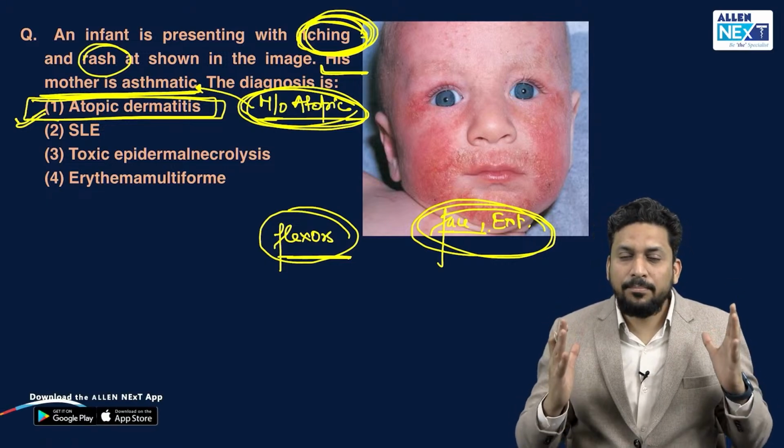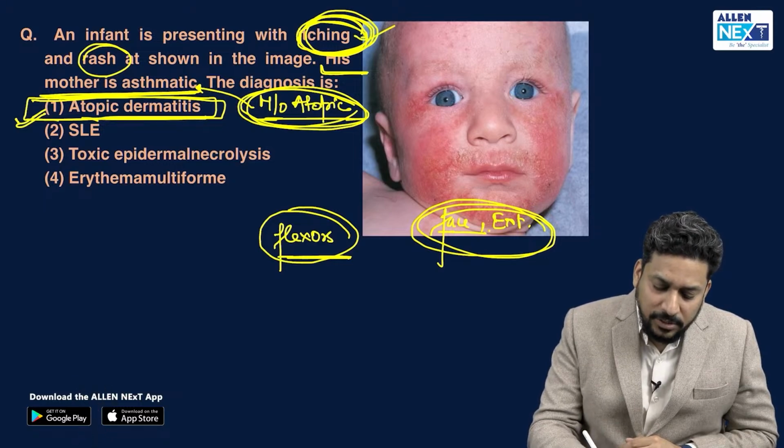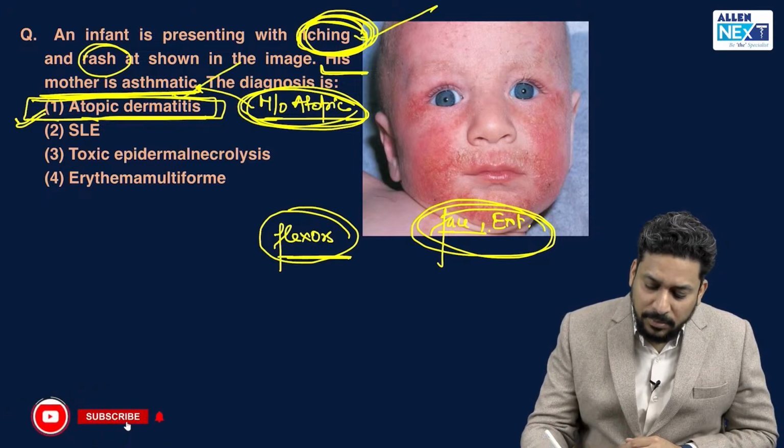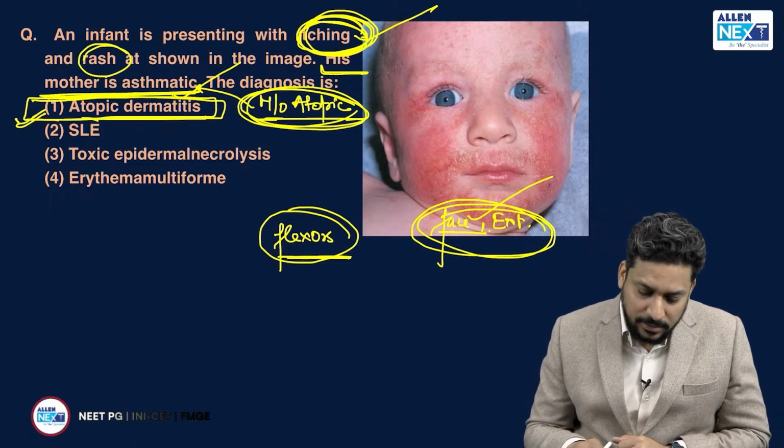So you can see three important clues which are pointing towards atopic dermatitis: lot of itching, mother having history of asthma, face involvement in infant. So this is atopic dermatitis.